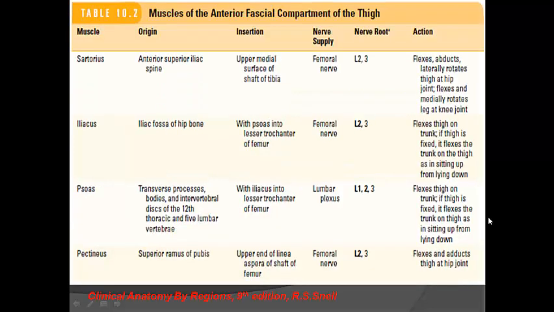Remember that if a muscle crosses more than one joint, it's going to act on both of them. So keep in mind that the sartorius crosses the hip and the knee, so that means it works on both of them. The iliacus and the psoas only cross the hip joint, so they're going to act on that joint, and so forth.